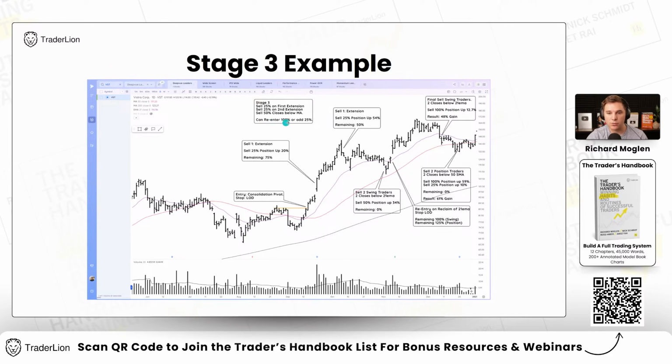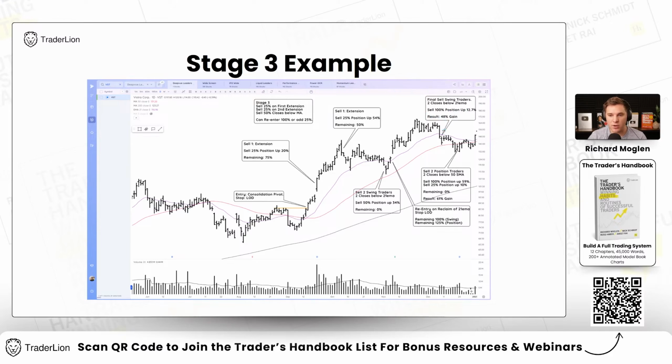And your rules allow you to re-enter 100%. Or if you still have a full position, add 25% back. So here on this next lowest buy point, you re-enter. And your final sell as a swing trader is 2 closes below the 21 EMA, with that last trade netting another 12.7%. So instead of about a 20% gain, which we talked about with the previous variations for earlier stage traders, you have almost a 50% gain.